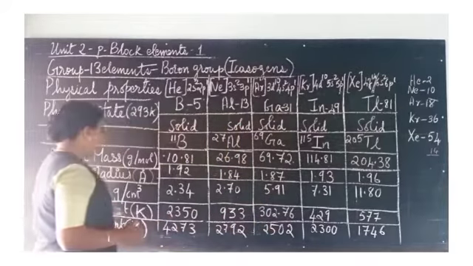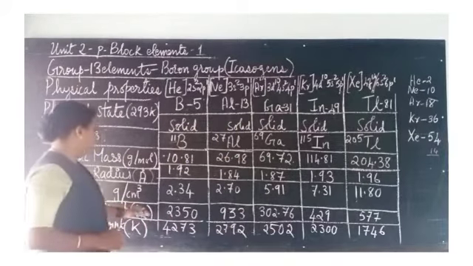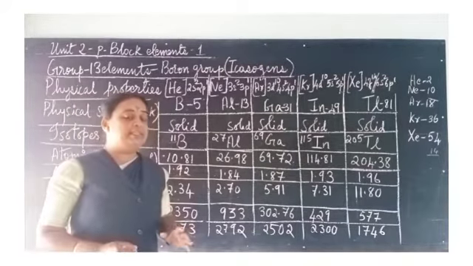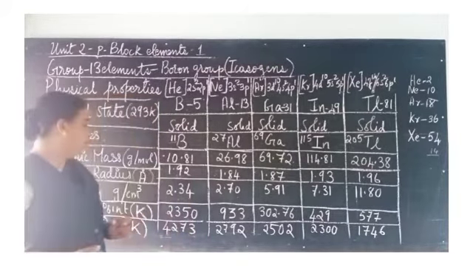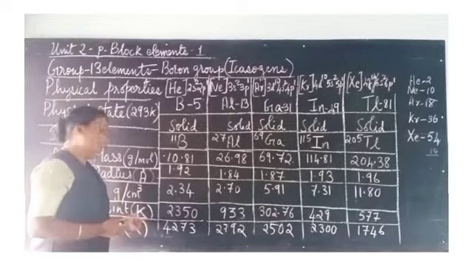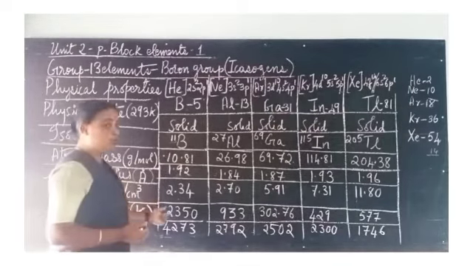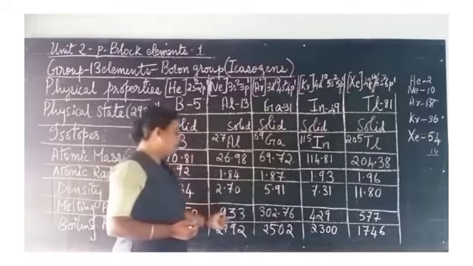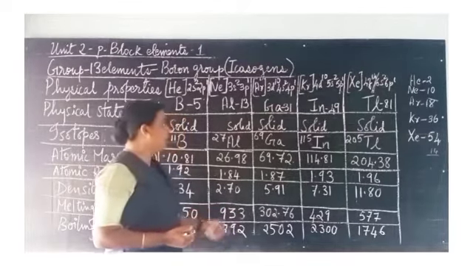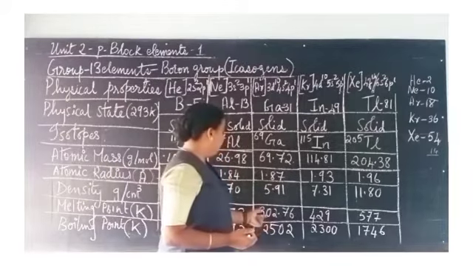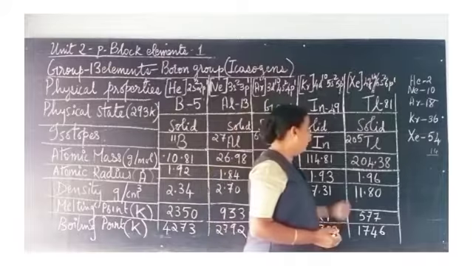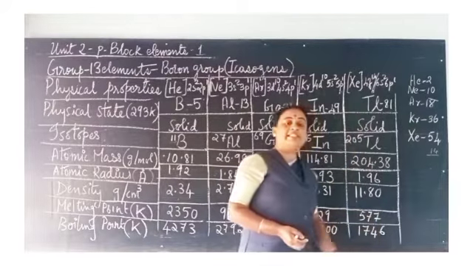Now in the case of melting point. You know what melting point is? Melting point is the temperature at which the element melts. And here melting point is represented in Kelvin. In the case of boron, it is 2350 Kelvin, aluminium 933 Kelvin, and the melting point for gallium is 302.76. For indium it is 429 Kelvin, and for thallium it is 577 Kelvin.